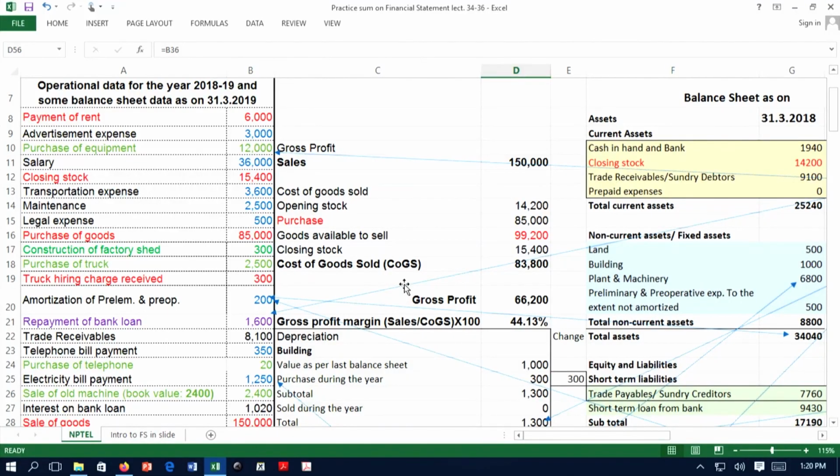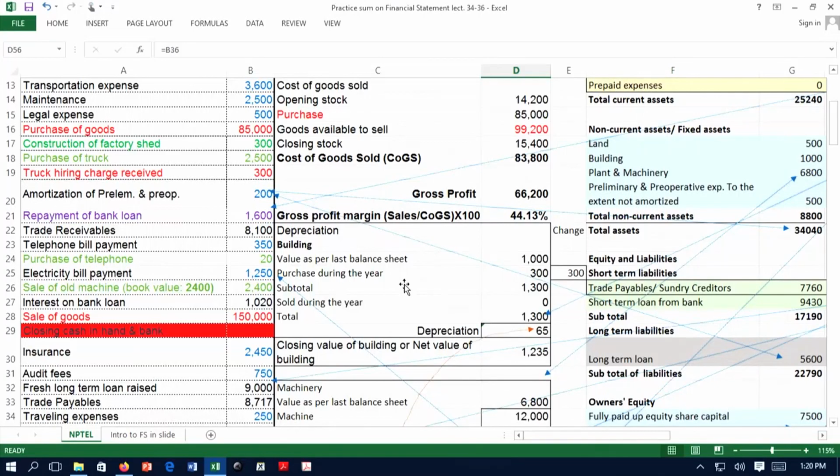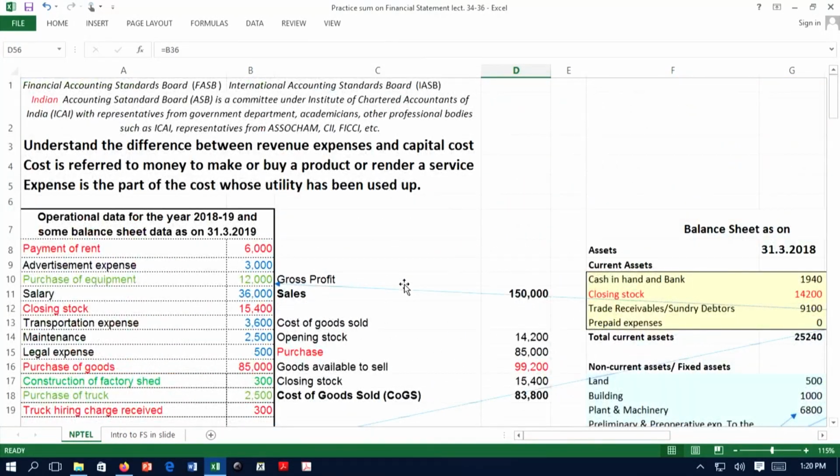Welcome back. So, we have identified the items that are revenue in nature, and those are to be shown under the profit and loss account, and those that are not to be part of the profit and loss account. So, let us now estimate the gross profit and then operating profit and move forward. First thing that we do is estimate gross profit and gross profit margin.